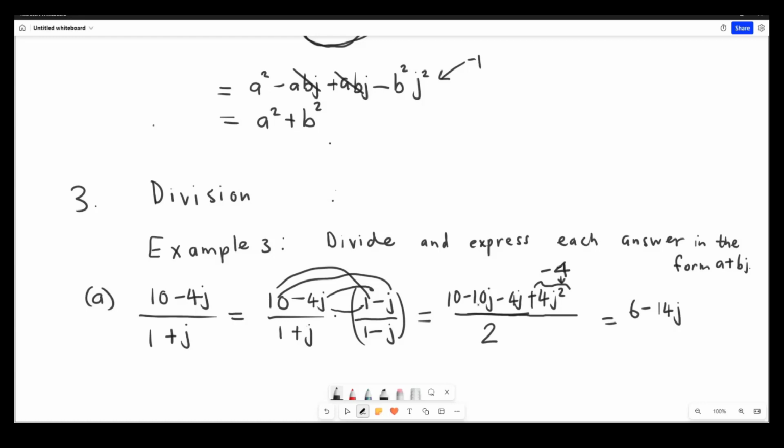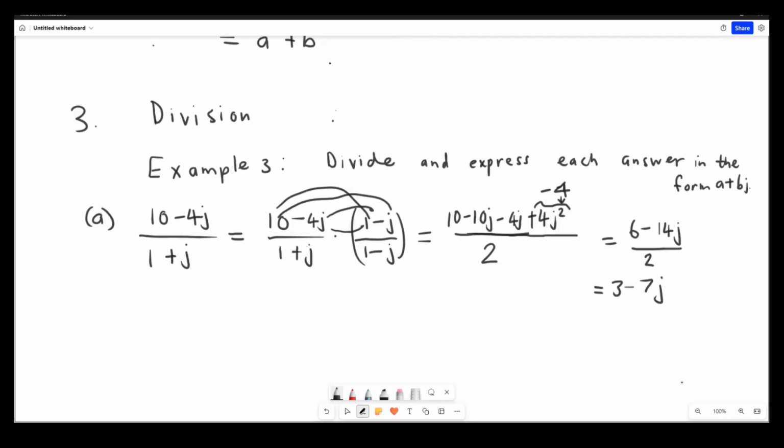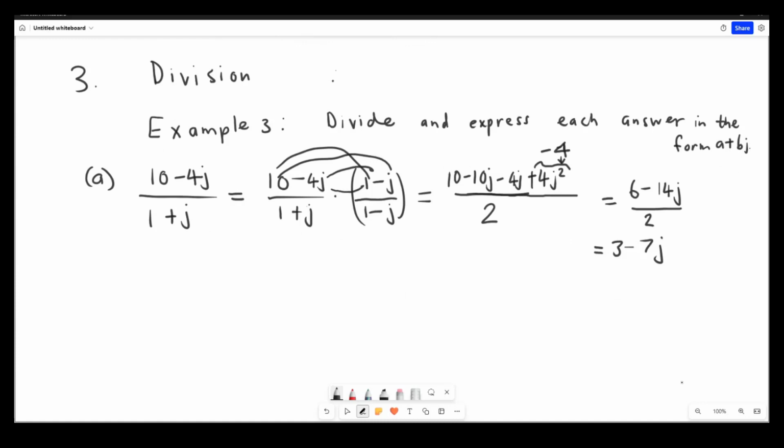And then minus 10j minus 4j is minus 14j, divided by 2, which we can write down as 3 minus 7j. And that's in the required form a plus bj, where my a is 3 and my b is minus 7.